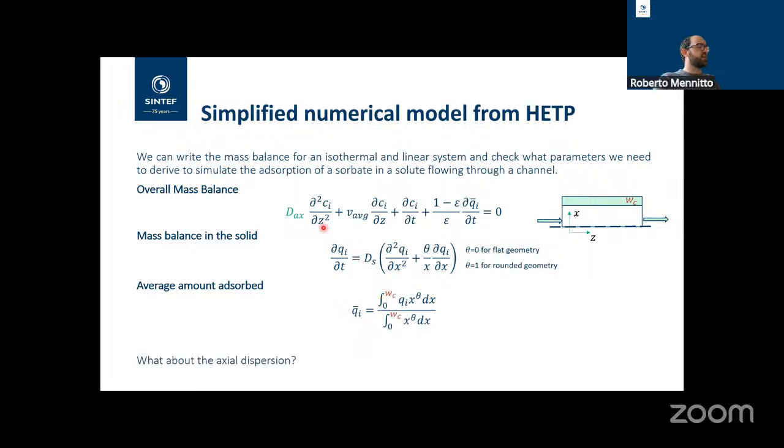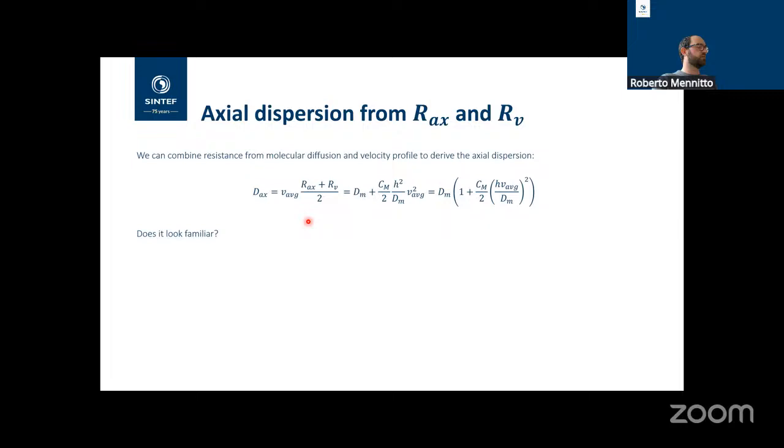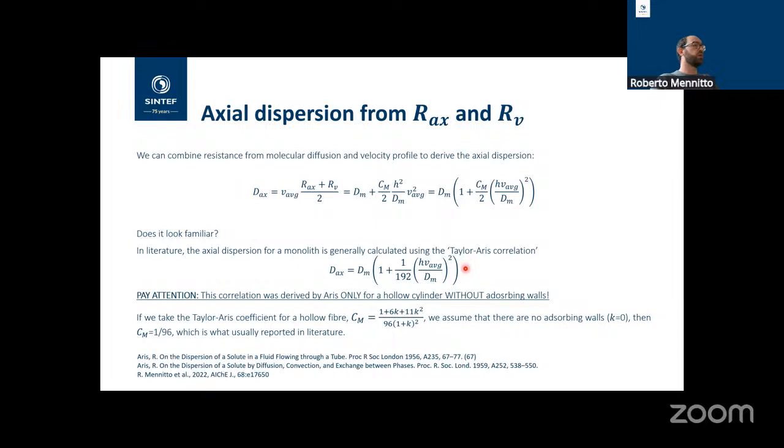The last parameter is the axial dispersion. So how do we write this axial dispersion over here? And again, to write it, the HTP comes to help. The axial dispersion, we can write it as the sum of axial resistance and velocity profile resistance times average velocity over 2. And if we take this from the HTP, we end up with this correlation, that the axial dispersion is equal to the molecular diffusivity of the gas in the channel times 1 plus the Taylor-Aris coefficient over 2 times the Peclet number squared. This is the Peclet number here. And I hope that this equation looks familiar because it is often reported in literature as the Taylor-Aris correlation.